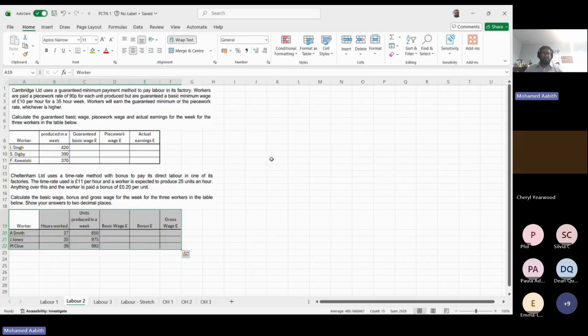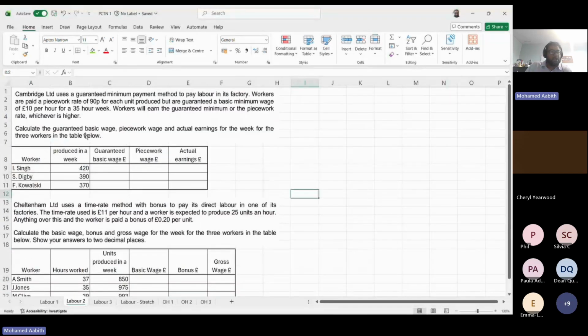So let's look at a couple more questions here. There is a question for Cambridge Limited, which uses the guaranteed minimum payment method to pay labor in its factory. The labor are paid 90p per unit produced and are also guaranteed a minimum wage of £10 per hour for a 35 hour week. Workers will earn the guaranteed minimum or the piecework, whichever is higher. So that means you won't be shortchanged. They will pay you better if you exceed the production than your minimum wage. So it is the best of both worlds: you either get the minimum guaranteed pay or you get the piecework if it's better production.